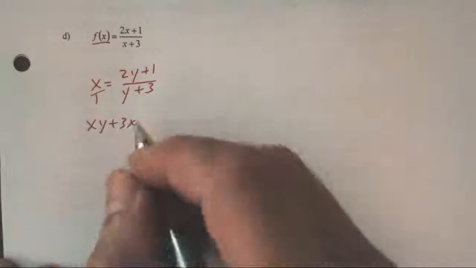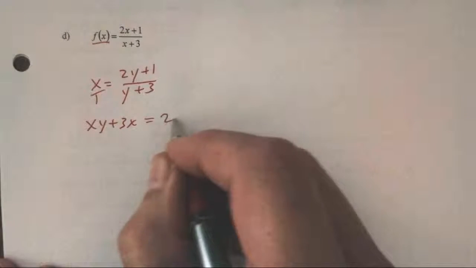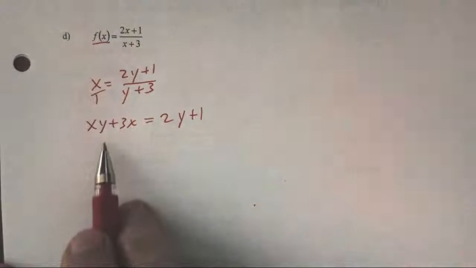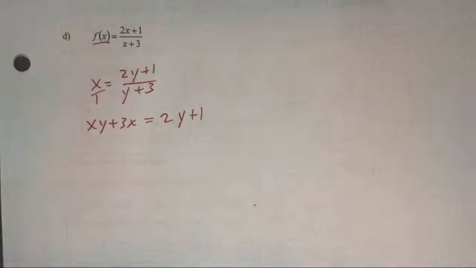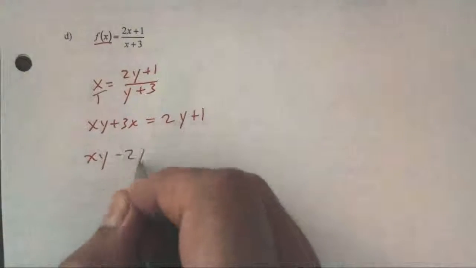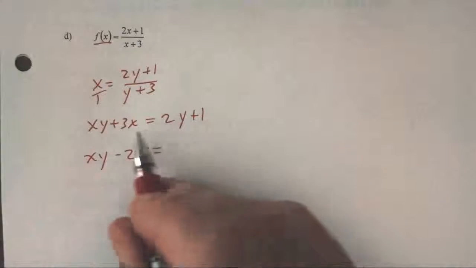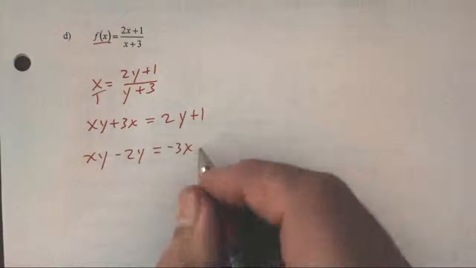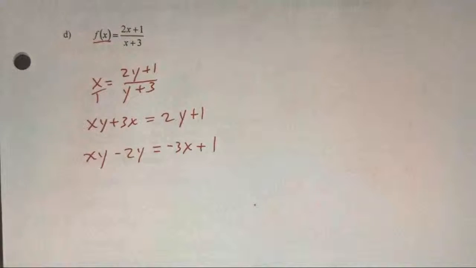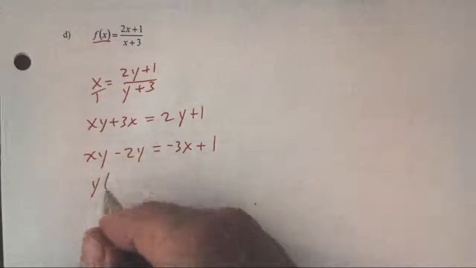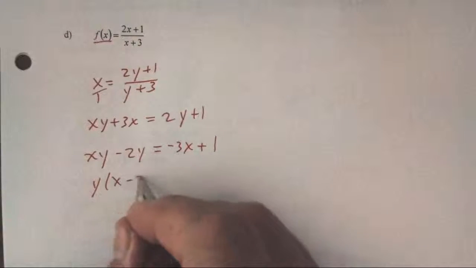xy plus 3x equals 2y plus 1. And then I need to group my y's on the same side. I get xy minus 2y equals, I'm going to subtract 3x, joins the plus 1. And I'll see good students get stuck here. What's offensive about this now? I don't want two y's, I just want a y. I can get a y by factoring out.